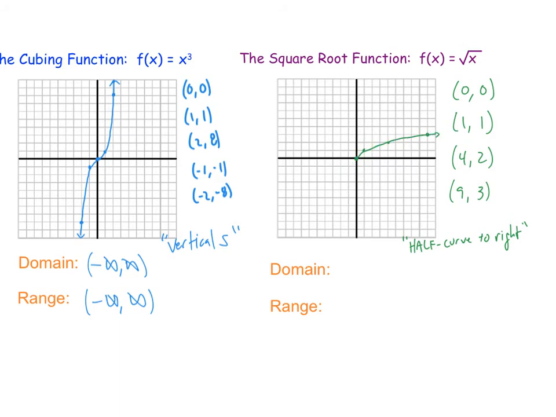Think about the domain. So our leftist point is at 0, and then it goes to the right forever. So hard 0 to the right forever. What's our range? Lowest point, 0 again, and then goes up forever. Again, albeit very slowly, but it does go up forever. So again, hard 0, and then up forever. So there's our square root function, so that half curve to the right. So we've got this vertical S here with our x cubed, and we've got our half curve to the right for our square root of x.